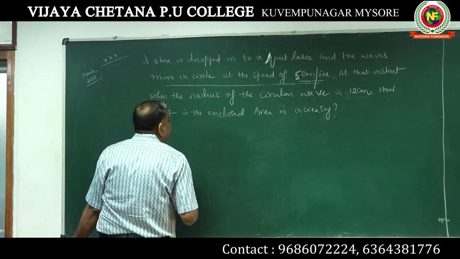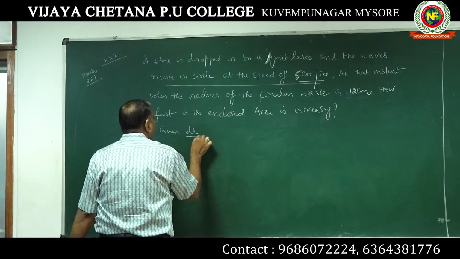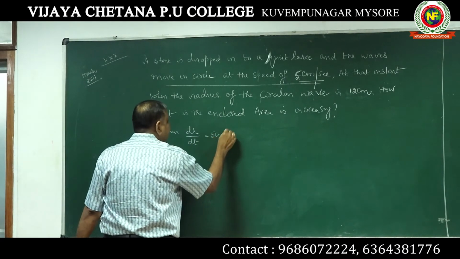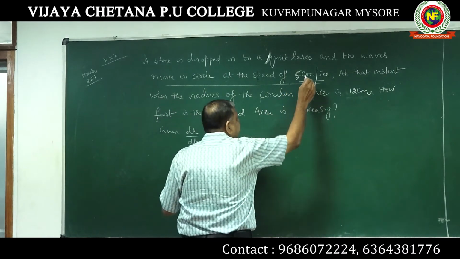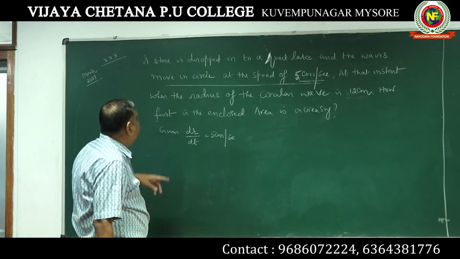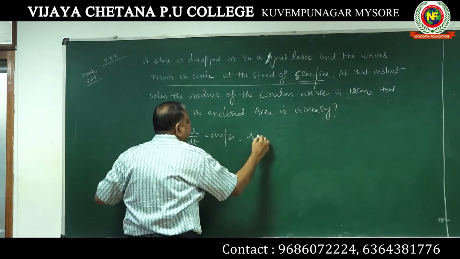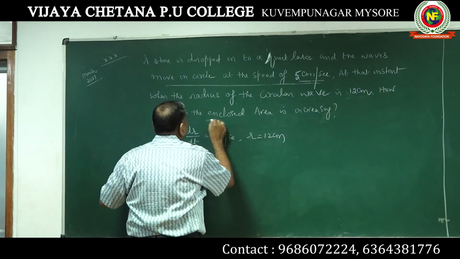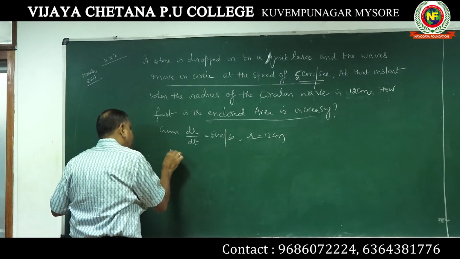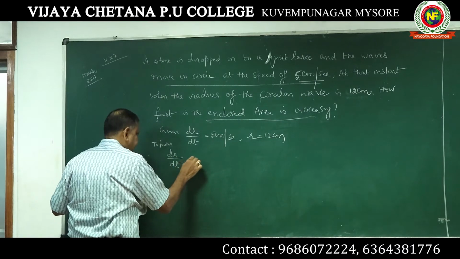You can take first dr by dt. What are the given things? The waves move in this radius, so dr by dt is 5 centimeter per second. From this you can find the radius. Per centimeter square is area. This is centimeter per second. And at that instant, the radius of the wave r is 12 centimeter. He is asking to find how fast the enclosed area is increasing. So what we have to find is dA by dt.